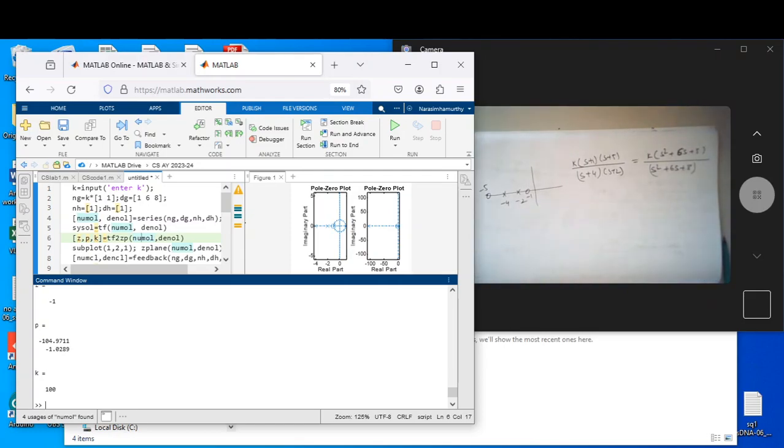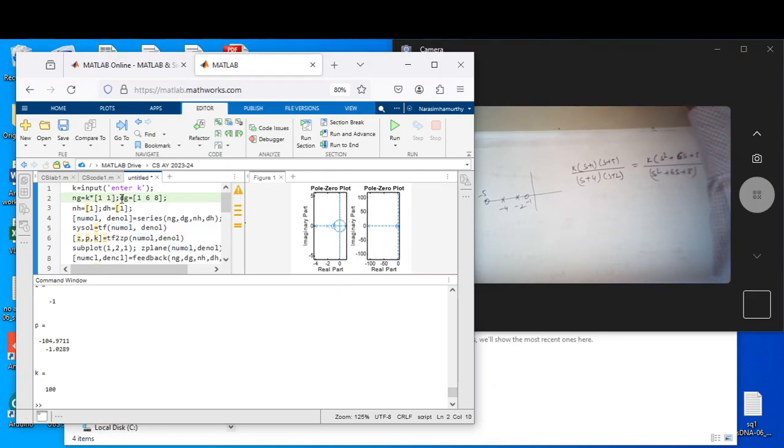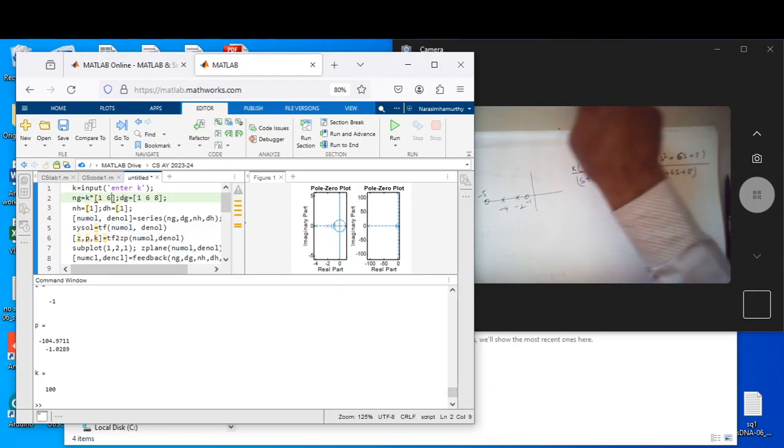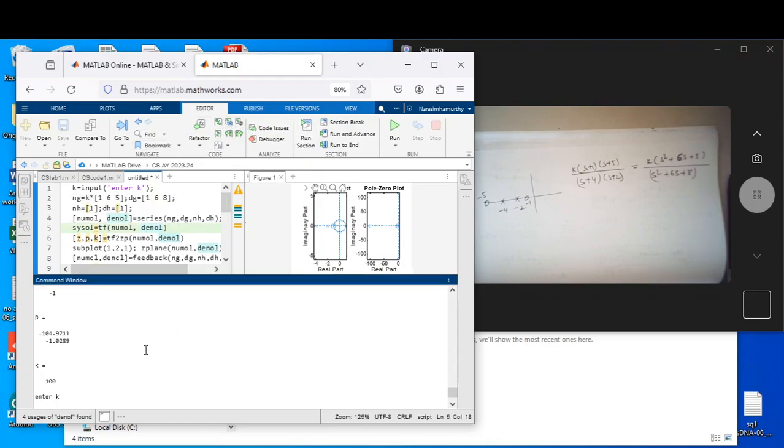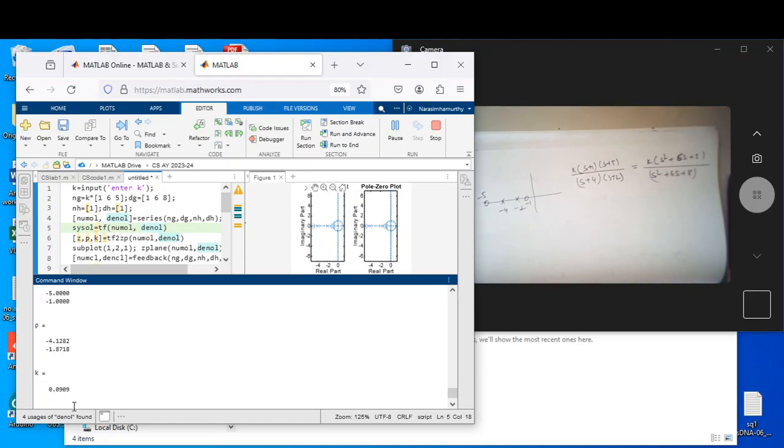So let me modify the transfer function and try to see what happens to this. So this is now 1, 6, 5, and this is 1, 6, 8. Okay, fine. So this is introducing two zeros at minus 1 and minus 5. If I run this now, let me give the value of k as 0.1. If I give the value of k as 0.1, see where the poles are.